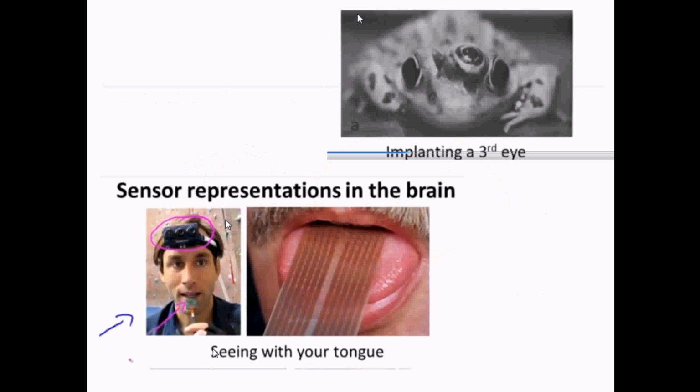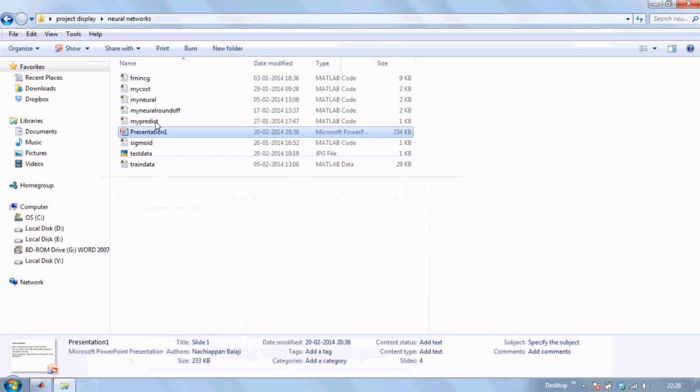Seeing with your tongue, this was one very interesting experiment, and active research is going on where they're trying to help blind people see through their tongue. This was a third eye that was implemented on a frog. So I'll stop the presentation with this and I'll get into the project.